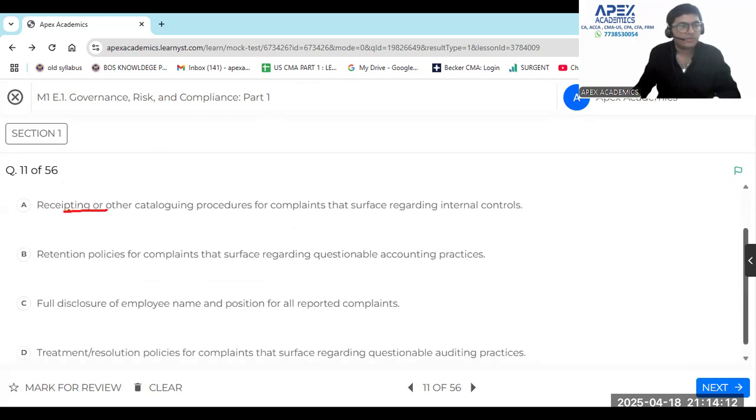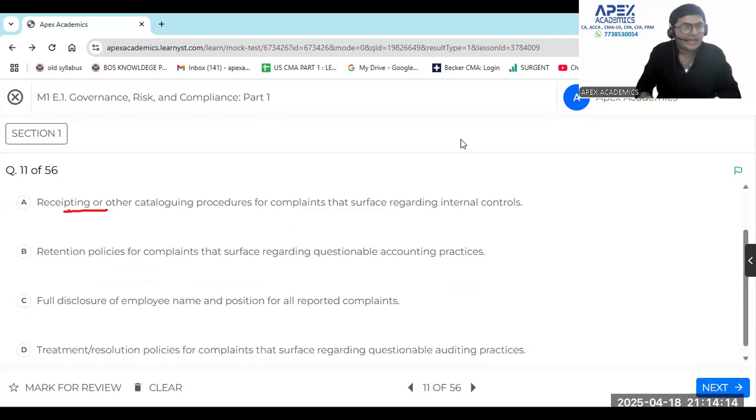Let us see. First, receipting and cataloging, or other cataloging procedures for complaints that surface regarding internal controls. Sir, this should be there. Receipting and cataloging should be done. Next, retention policies for complaints that surface regarding questionable accounting practices should be done.